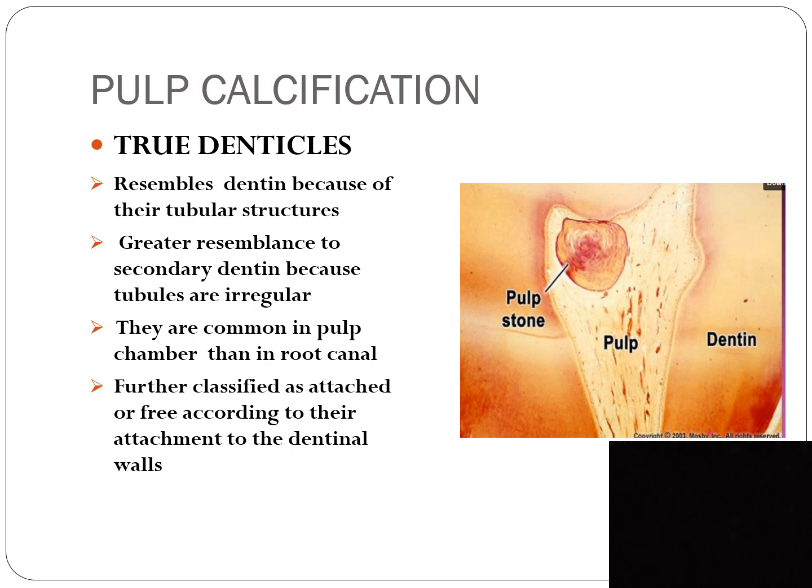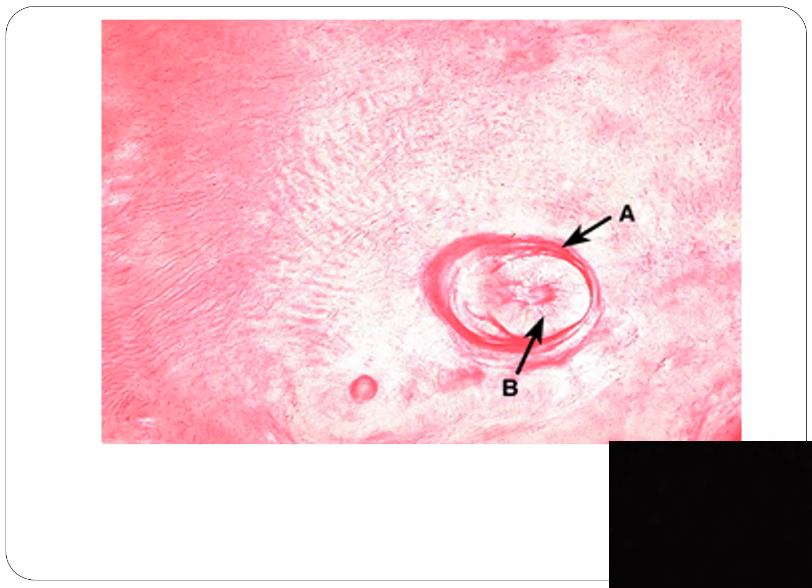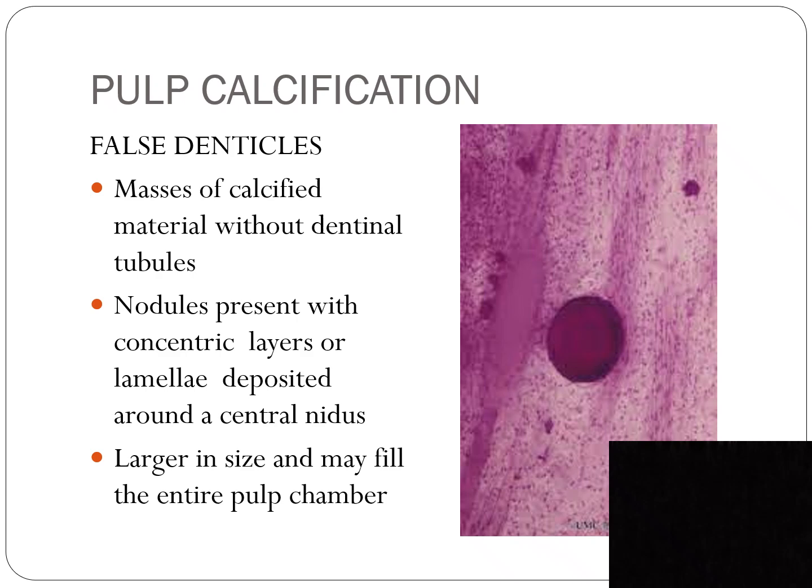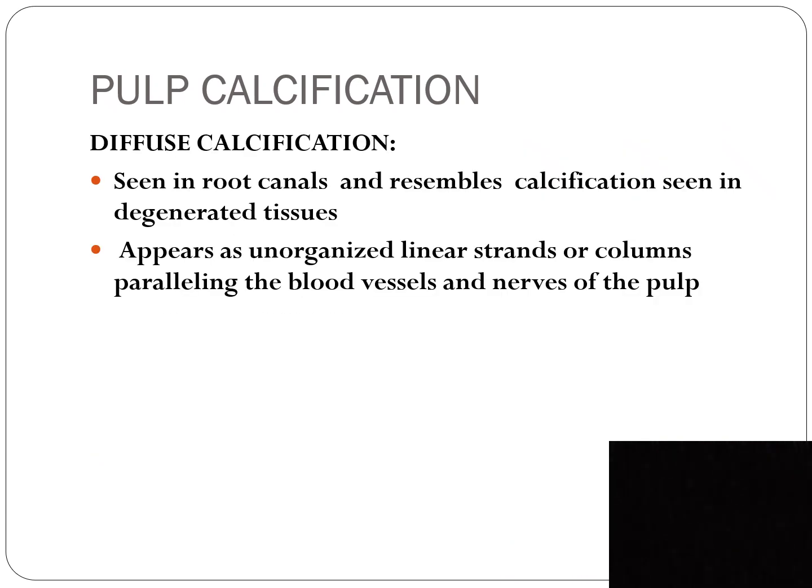Talking about the true denticles, they resemble the dentine because of their tubular structure. They have greater resemblance to the secondary dentine and are more common in the pulp chamber than in the root canal. This is another pictorial representation. False denticles are usually masses of calcified material without dentinal tubules. These nodules present with concentric layers or lamellae deposited around a central nidus. They are larger in size and may even fill the entire pulp chamber.